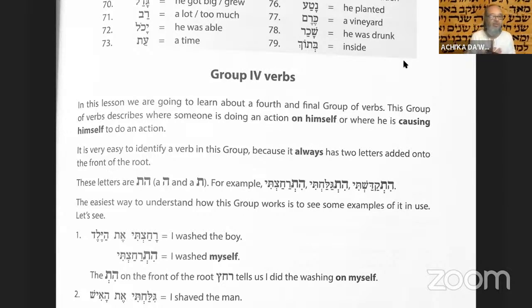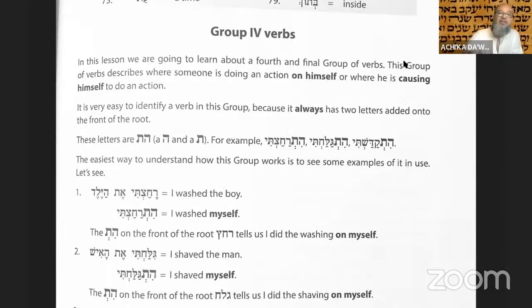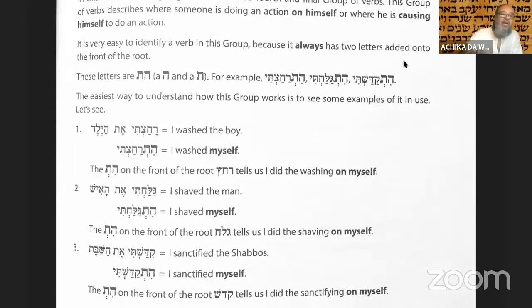But this group of verbs describes where someone is doing an action on himself or herself, or where he is causing himself to do an action. Okay. It's very easy to identify this group, right? It's because it's always going to be 2 letters in front of the root. You're going to get this. It's only 2 letters. And when you see these 2 letters, you'll be like, wow, that's it. Yeah, that's it. This is group number 4. Okay. And they'll have a summary at the end. But let's get right into it.